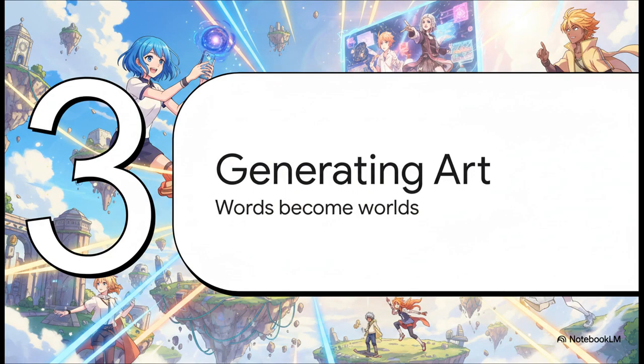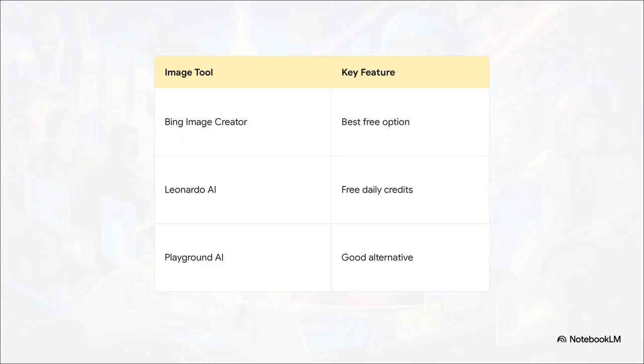Which brings us to Section 3, generating art, where words literally become worlds. Welcome to your virtual art department. Bing Image Creator is arguably the absolute best, completely free option out there right now. Meanwhile, Leonardo AI and Playground AI are just fantastic alternatives. They give you free daily credits, which means you get a fresh batch of tokens every 24 hours to generate a set number of images completely free.